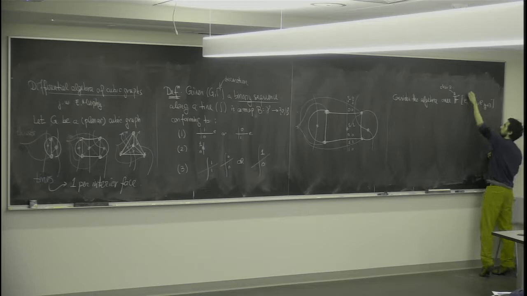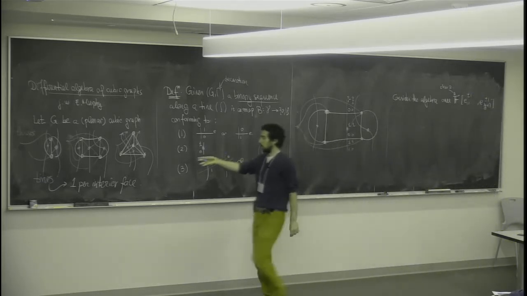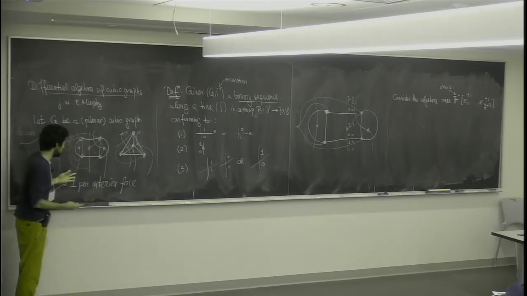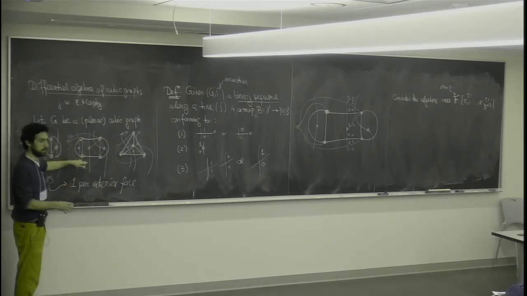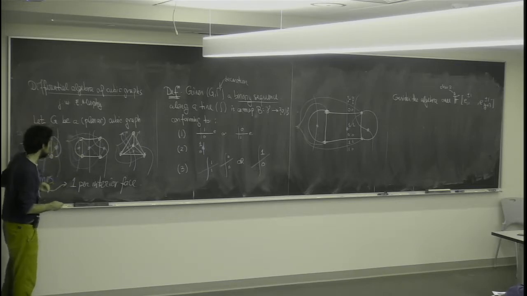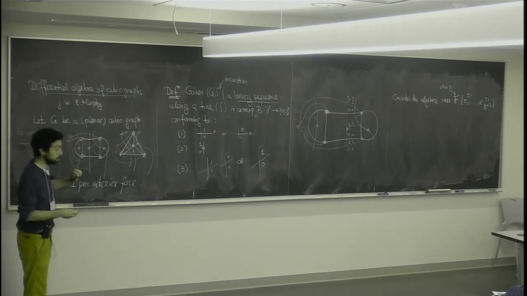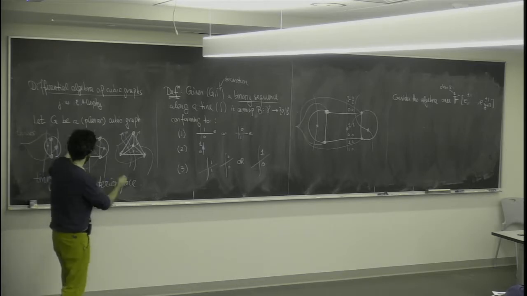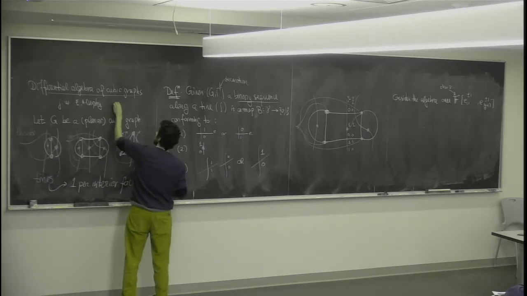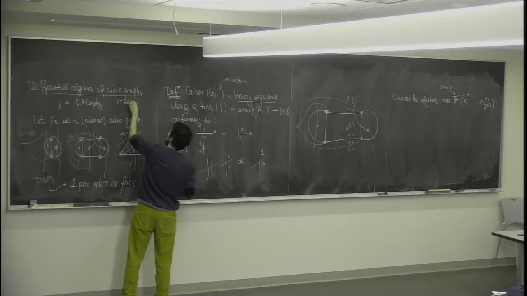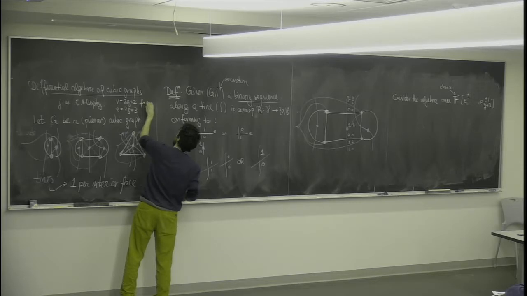Now I should say something about this G number. Because it's a planar graph, Euler's formula tells you that there is a number G such that the number of vertices is G plus 2, the number of edges is going to be 3G plus 3, and the number of faces is going to be G plus 3.